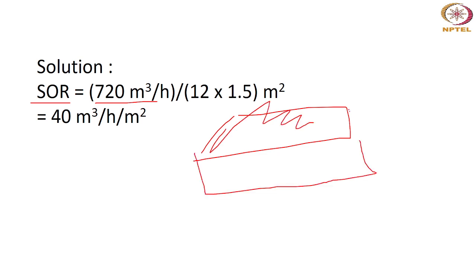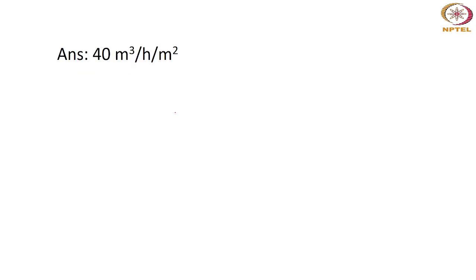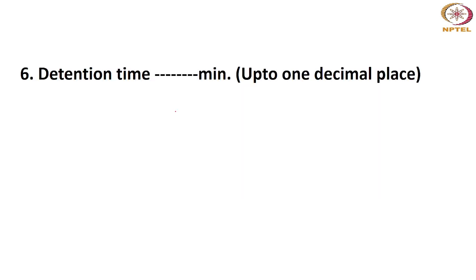If this is my tank, I will calculate the top surface area. So this is 12, and this side is 1.5 meter. I divide the flow rate, whatever flow is coming, that is 720, by 12 multiplied by 1.5. I am getting 40 meter cube per hour per meter square. So the next question is the detention time.